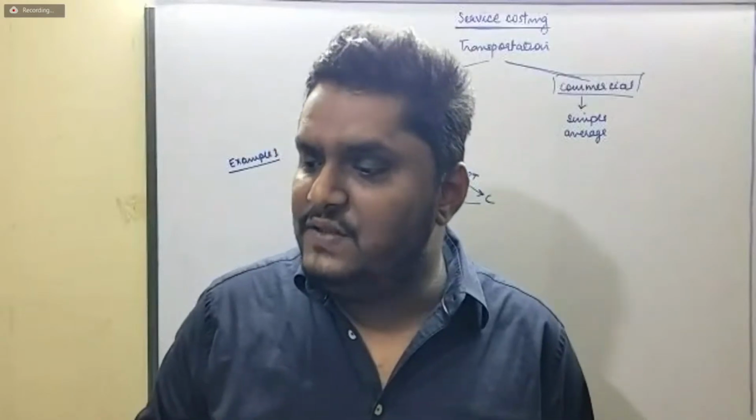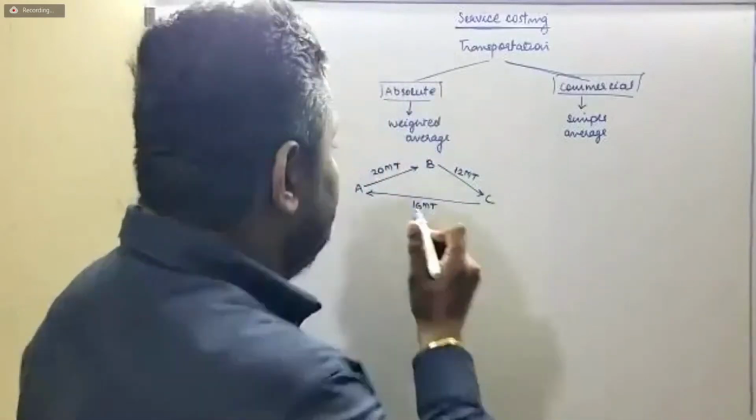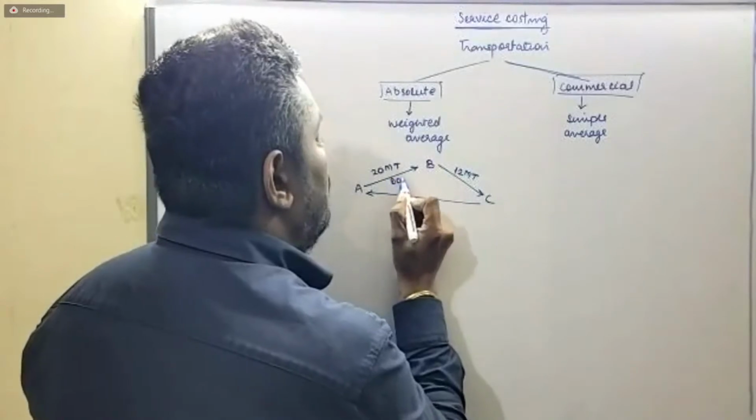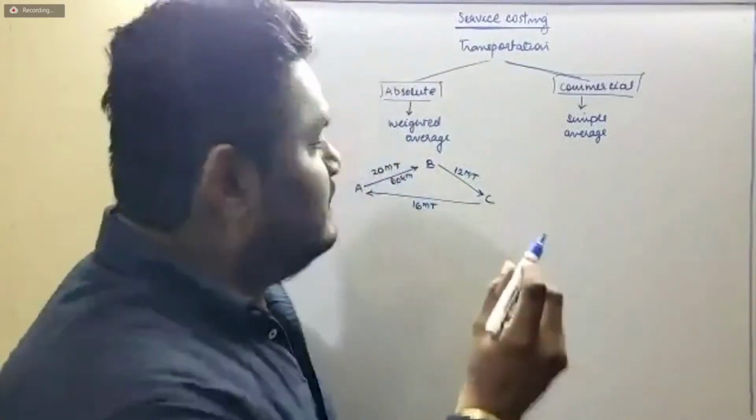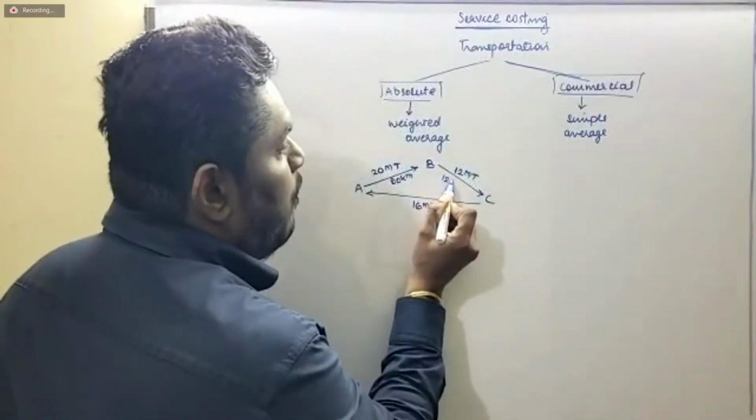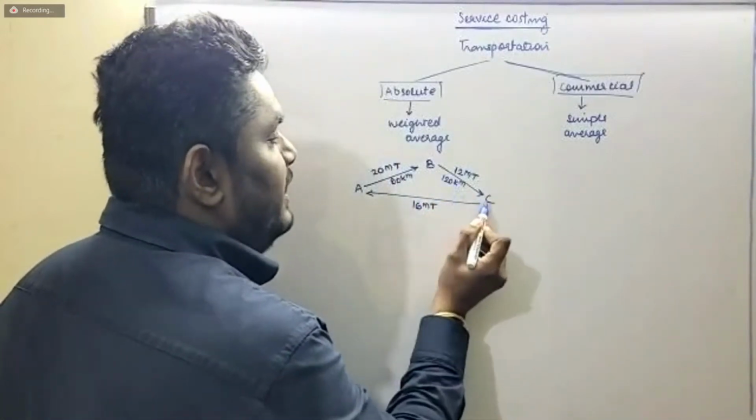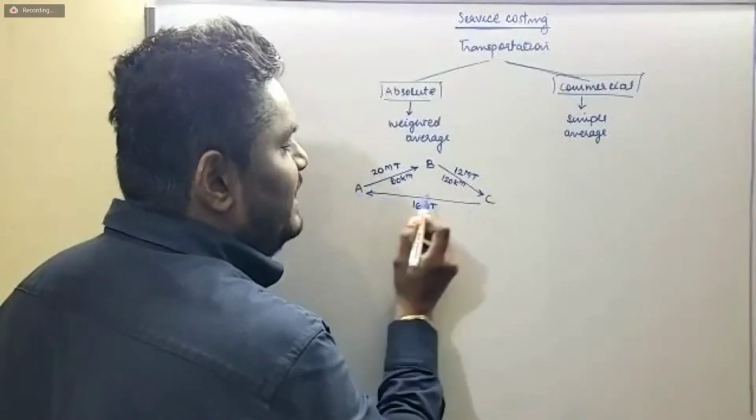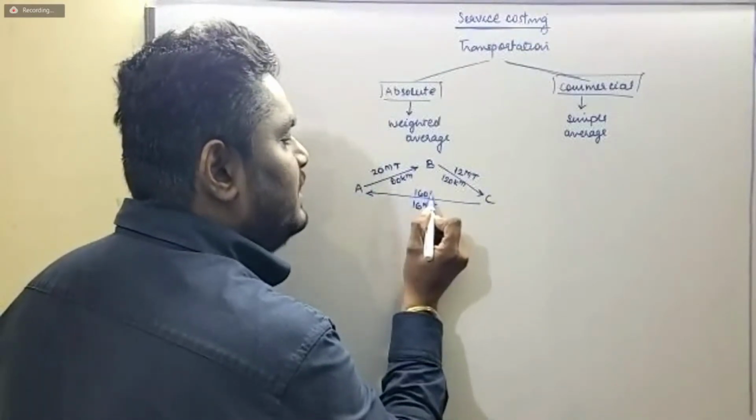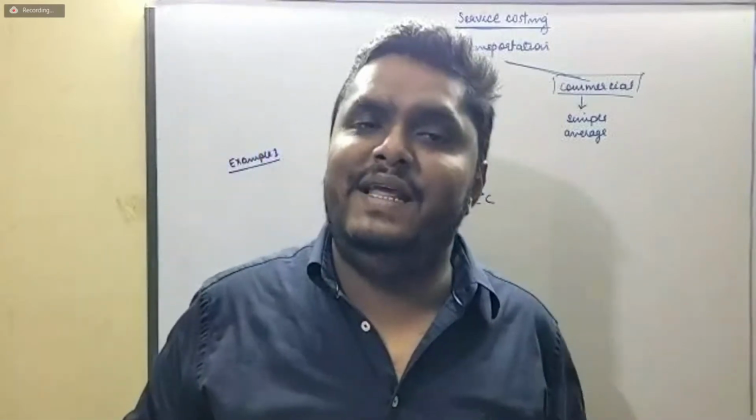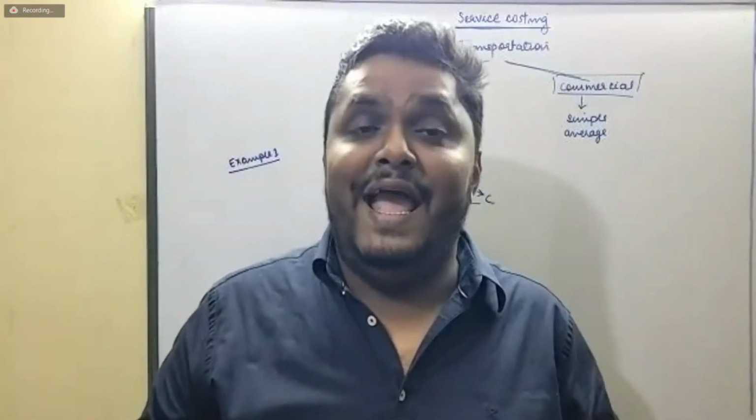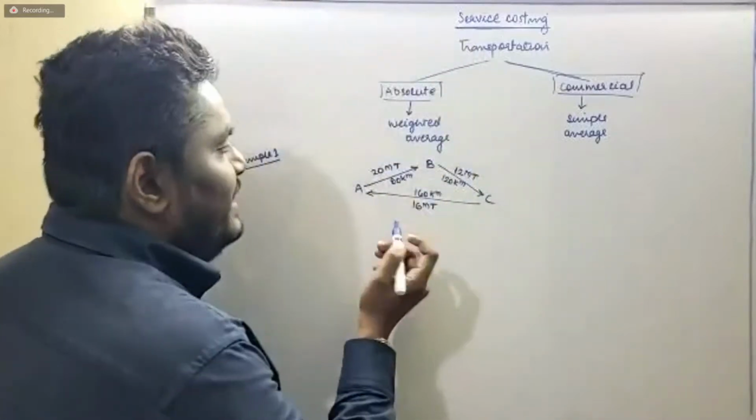Now, the distance from A to B is how much? 80 kilometers. From B to C, it is 120 kilometers. If they are traveling directly from C to A, it is 162. So now the diagram is ready. We can easily calculate the absolute ton kilometers. That is very simple.